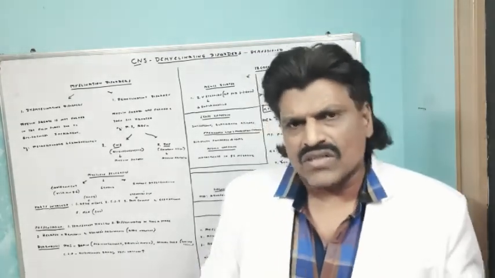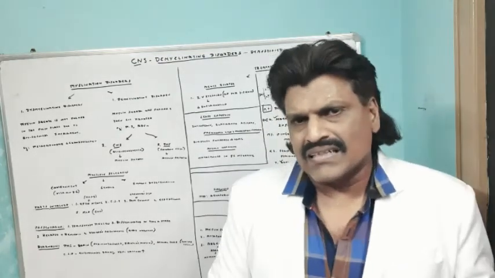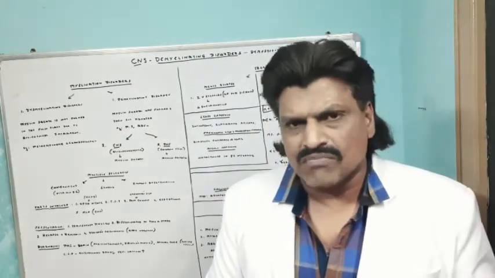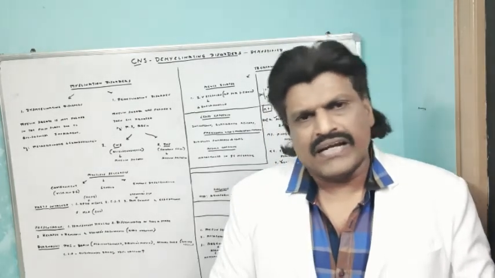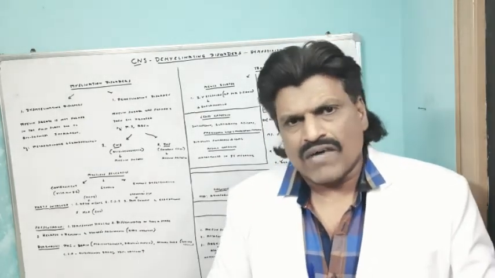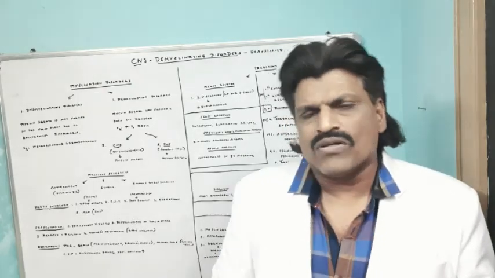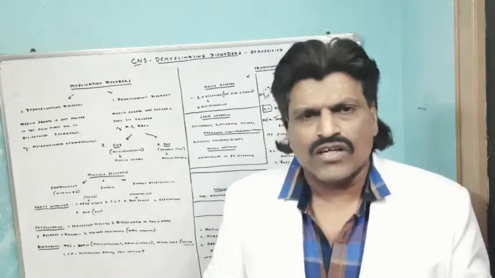The demyelinating disorders are acquired disorders. The classic central demyelinating disorder is multiple sclerosis. The other disorders are neuromyelitis optica and ADEM. I hope you have got a reasonable idea about the demyelinating disorders and you have enjoyed listening to my lecture.